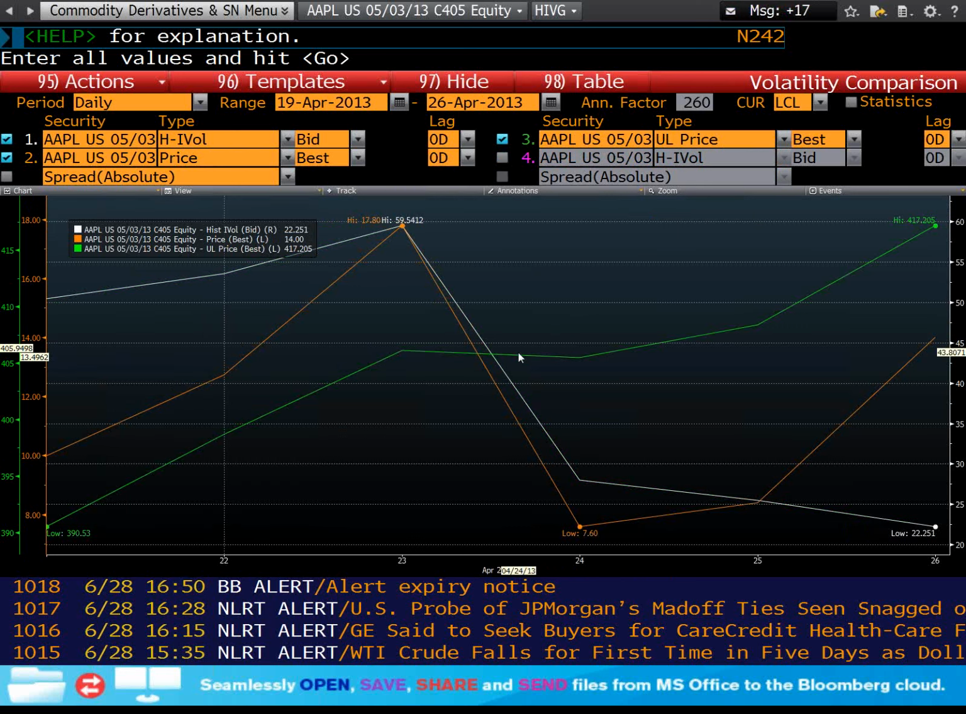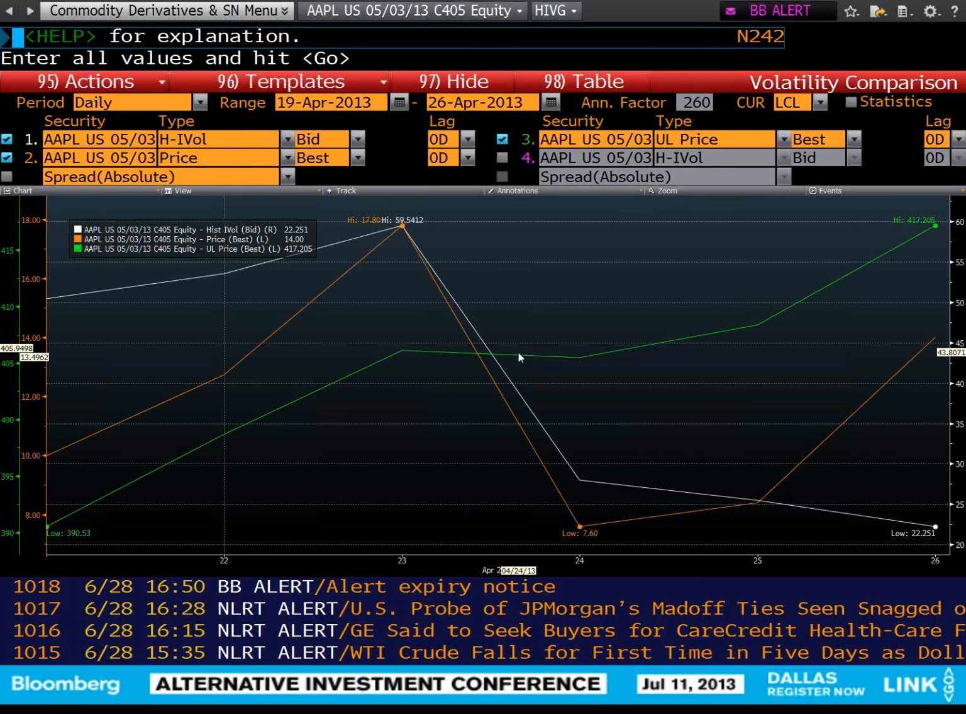But what we're looking at are the Apple 405 calls between April 13th and April 26th of this year. Now, this past April, Apple reported earnings on the 23rd afternoon, and the options started trading again on the 24th. So what you can see here, and I think everybody who has been involved with Apple knows that this past earnings release was kind of a tense moment for the company.